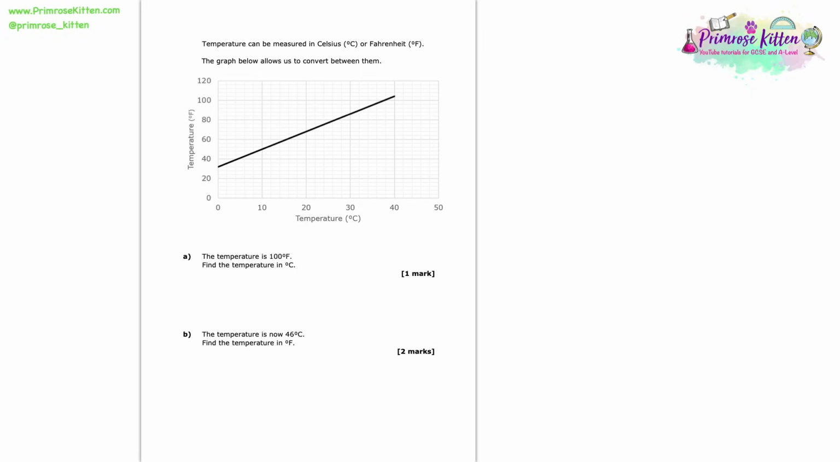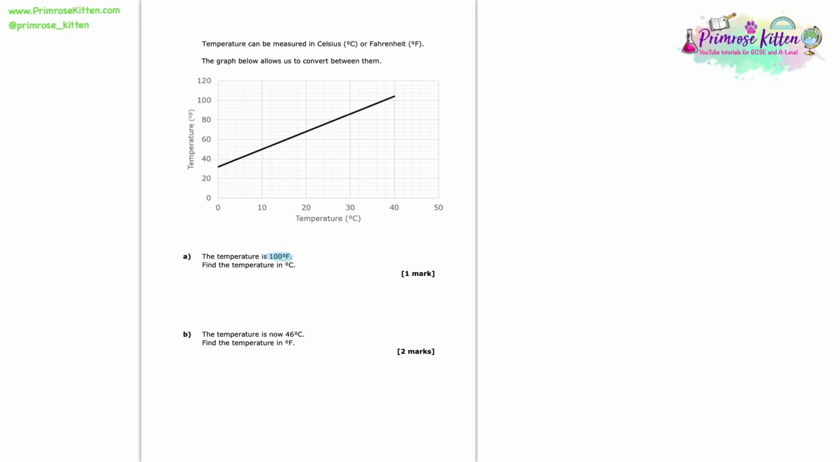Here we're told that temperature can be measured in degrees Celsius or Fahrenheit. The graph below helps us to convert between them. We're told in part A that the temperature is 100 degrees Fahrenheit, and we're asked to find the temperature in degrees C. So here all we need to do is to use a ruler to draw a horizontal line at 100.